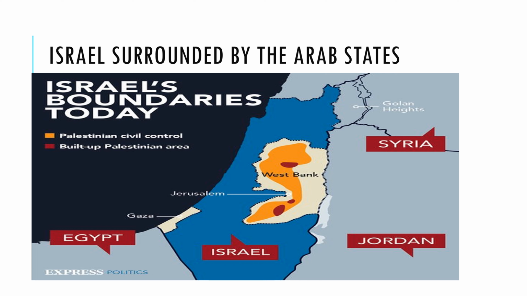Okay, this is the map of Israel. As you can see, Israel is surrounded by Arab countries. You have Syria, you have Jordan, you have Egypt, and here you have Israel in between them. And as these countries develop their military capabilities, eventually the Israeli military will not be able to cope if all these forces come in.